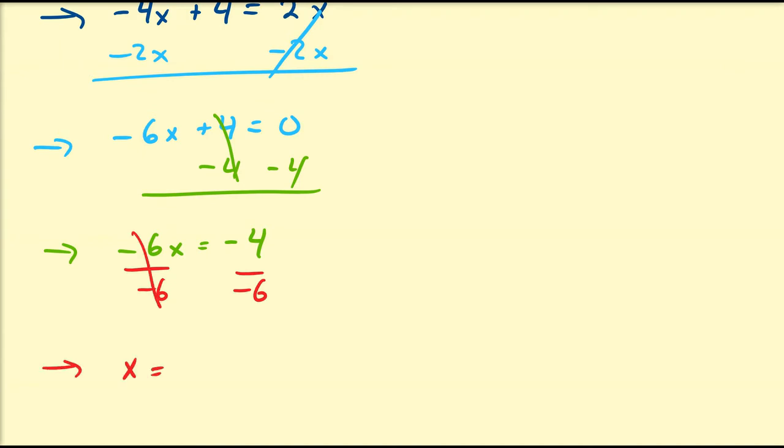So I get that x must be equal to negative 4 over negative 6, which is the same as positive 2/3. And you can substitute this into the original equation to verify that it is true.